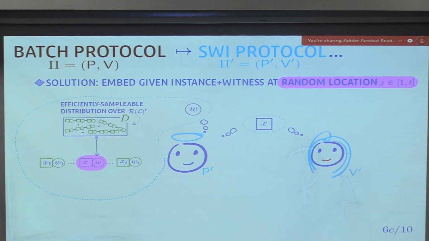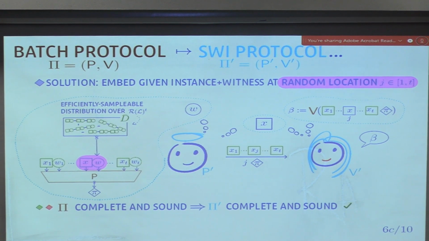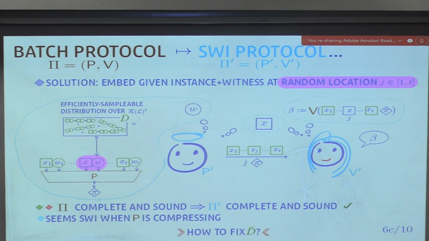Coming up with the protocol is kind of straightforward. The hard part is to analyze it. Right now I haven't talked about your distribution, I will talk about it. That is the technical work. The protocol is just like before, and you can argue completeness and soundness just like before. Intuitively it seems like we have SWI because P is compressing. So P in some sense cannot remember everything about all the witnesses. So the question is, how do you fix this distribution D?